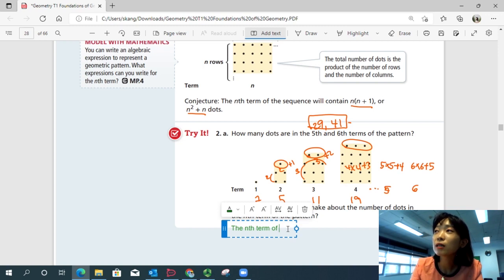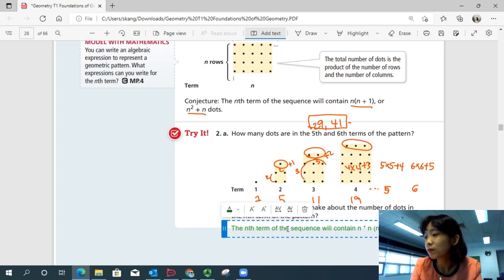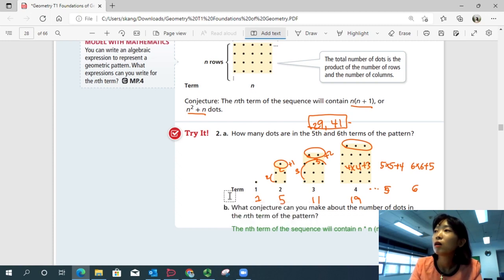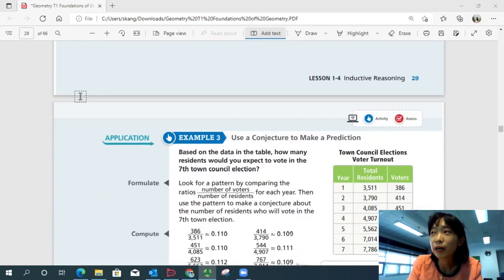You see that? So the nth term of the sequence will contain n squared, or you can say n times n, plus n minus 1. Or you can rewrite that as n squared plus n minus 1. Okay? Good. All right, let's look at the next page.